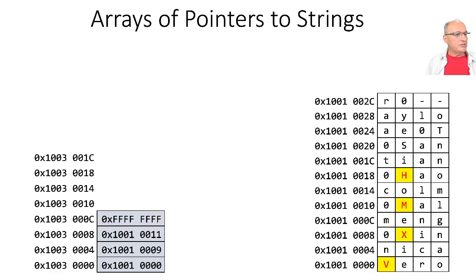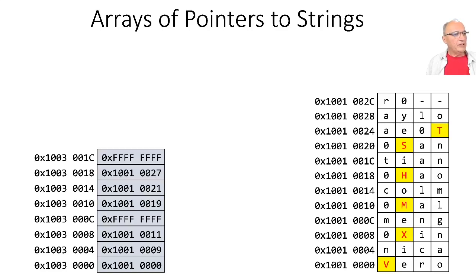So now I'll create my second array. The first address in the second array is the address of Hao Chan's name, and then the address of Sunny's name, and the address of Taylor's name. And finally, I have a second sentinel. So this is the way that I want to organize my data in memory.